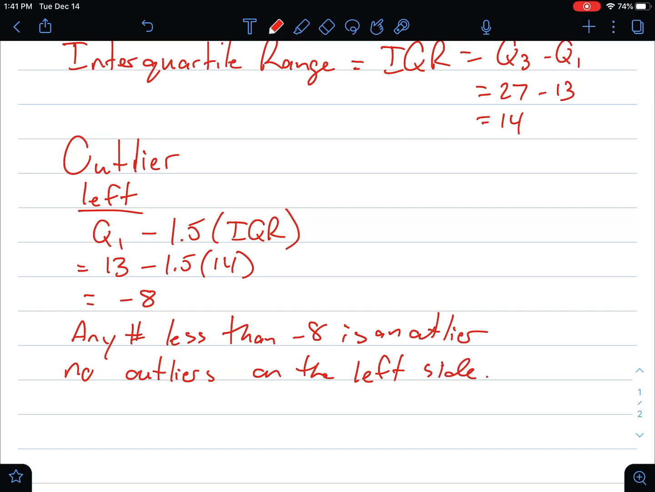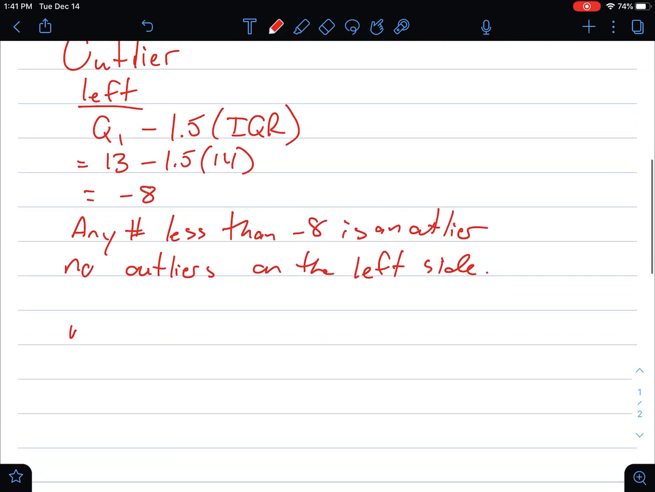Okay, let's check the right side now. So the right side, the formula is similar, except we're going to write Q3 plus 1.5 times the interquartile range. 1.5 times the interquartile range. Okay, I'll just erase that, fix it up better. 1.5 times the interquartile range, like that.